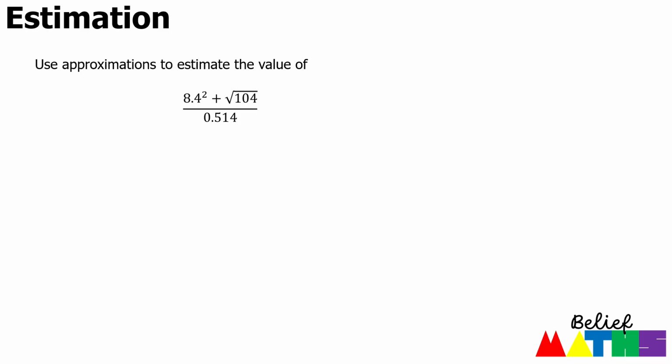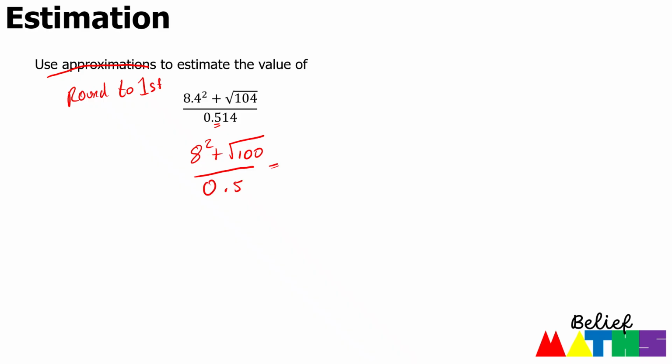Now estimation is a natural extension of rounding, so it says use approximations to estimate the value. When it says use approximations, what that tends to mean is we want to round to 1 significant figure. So in this case 8.4 just becomes 8 squared, 104 becomes 100, so it's the square root of 100, divided by, now this is a common mistake students make, they often round this to 1, but your significant figure is the 5. So you're rounding to 1 significant figure, which is 0.5.